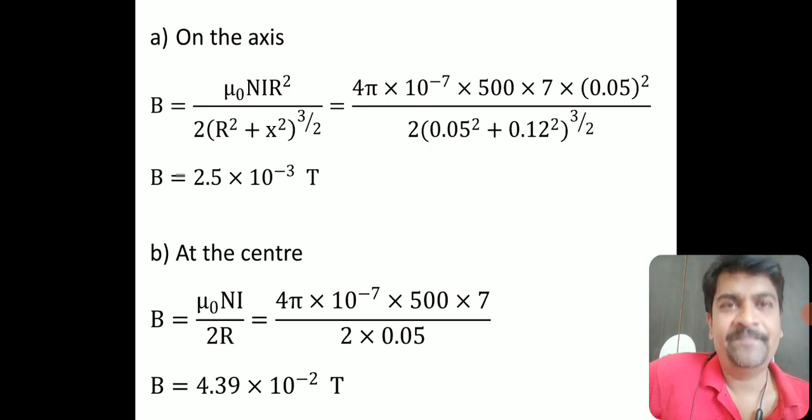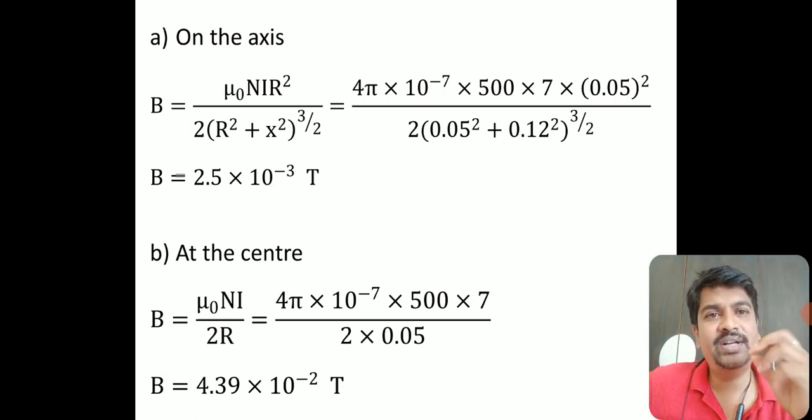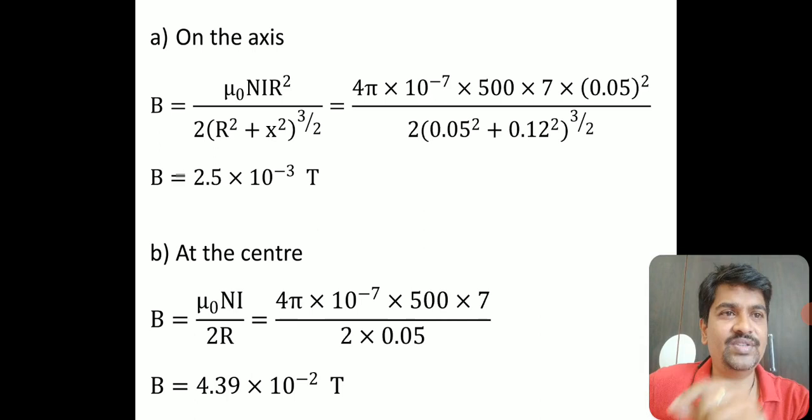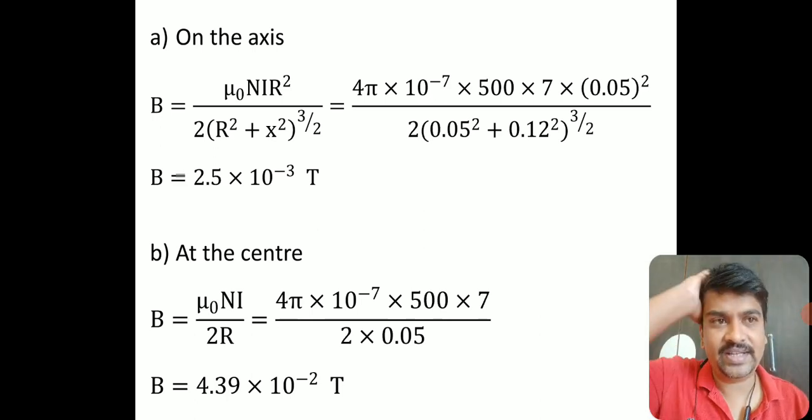Now the one case is over, where I find the magnetic field at some distance x. Now the second case is to find the magnetic field at the center. At the center there is a standard formula: mu naught Ni divided by 2r. For the center, x is 0. In the first formula itself you substitute x as 0, and you will get the same equation. Mu naught Ni divided by 2r is the magnetic field at the center.